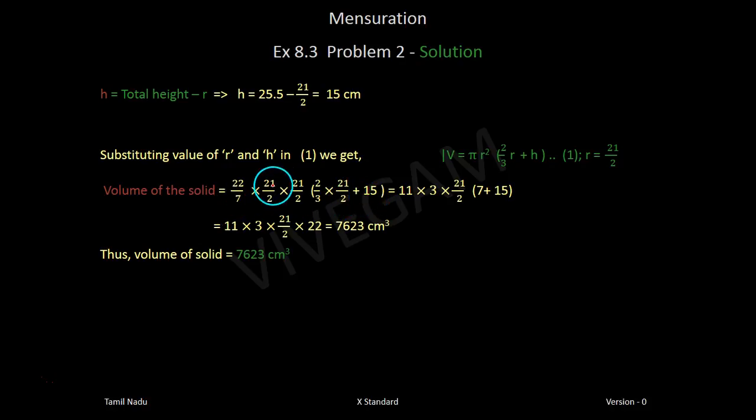Okay. So 7 will go 3 times. Okay. And then 2 will go 11 times. So you will get 11 into 3 into 21/2. This 3 will go 7 times. 2 will get cancelled. So 7 plus 15, that will be 22. So you will get 11 into 3 into 21/2 into 22. This on simplification will get you 7623 centimeter cube. So that's the volume of the solid, 7623 centimeter cube.